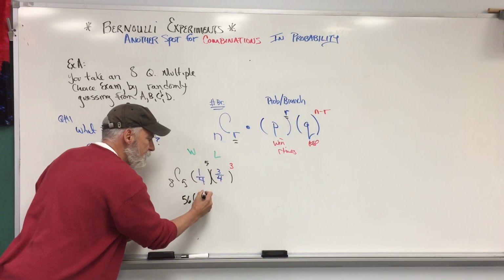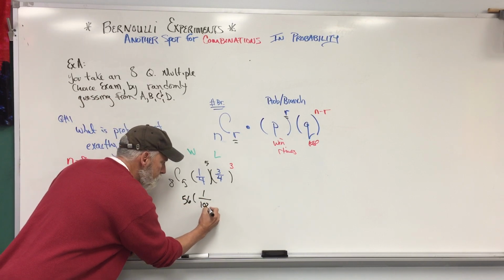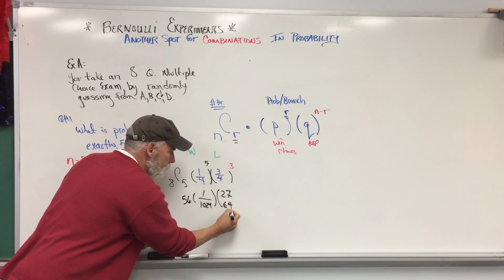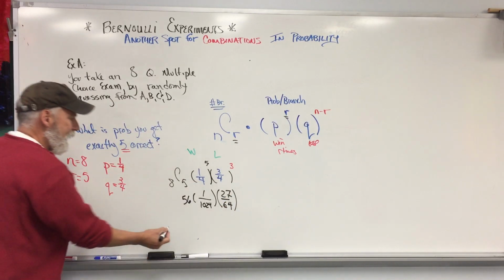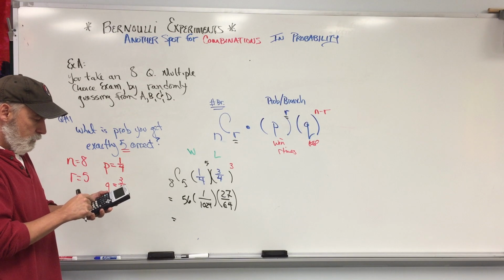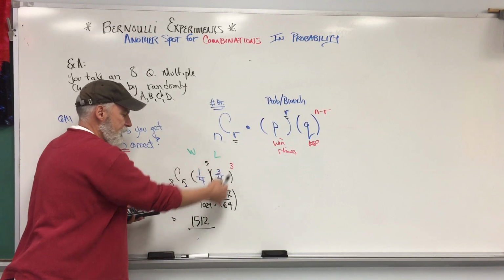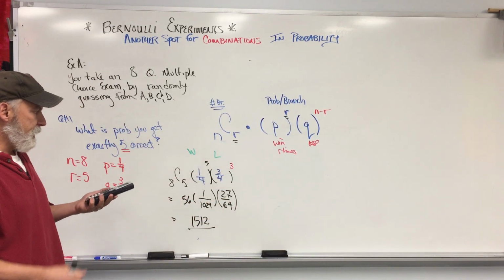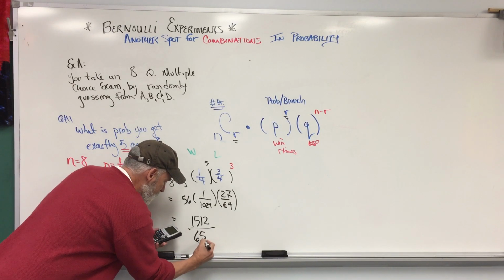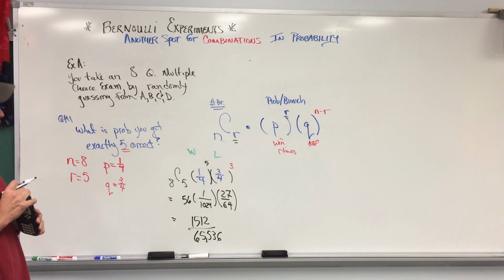Now, 1 to the 5th is 1. I need 4 to the 5th. 1024. 3 to the 3rd is 27. 4 to the 3rd is 64. I can finish this by doing 56 times 27 for the numerator, which is 1512. And the bottom is either 4 to the 8th or 1024 times 64, depending on how you feel about it. 65,536. And there you go. That's how it works.